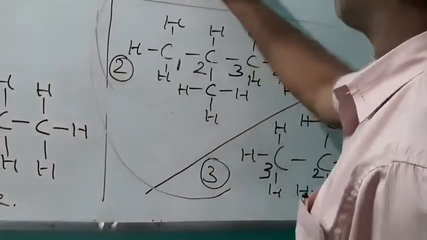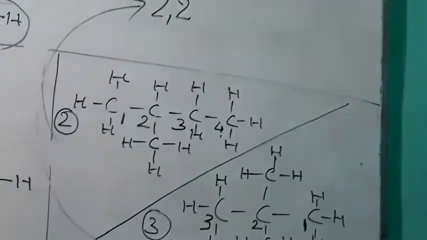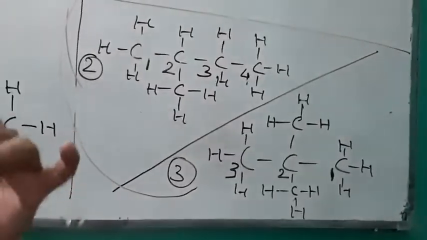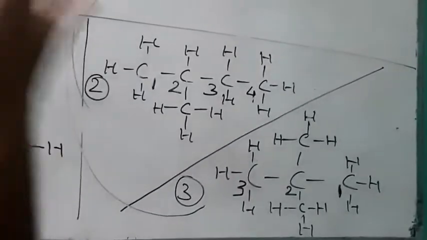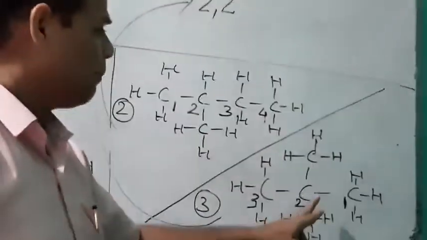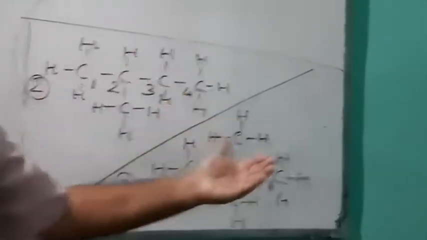Let us go up only. So 2, again 2. How many times has it come? 2 times. So for 2 times, di. If it is 3 times, suppose, tri. 4 times, tetra. So let us keep it in mind in a simple way. Since the methyl group has come 2 times, first of all you have to locate it.